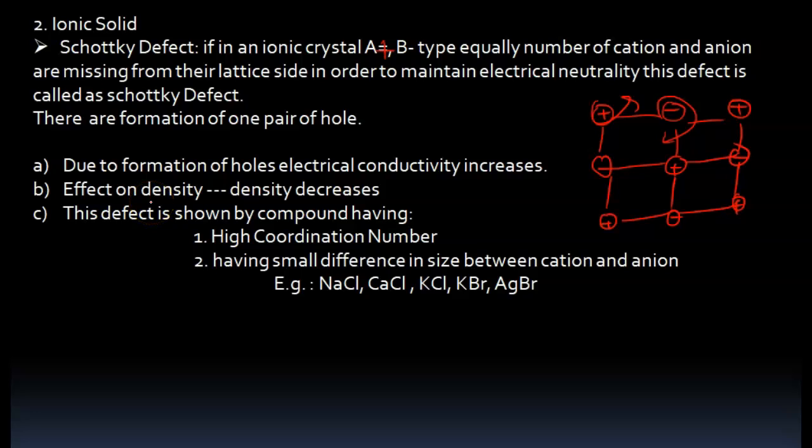The effect on density is that it decreases. This defect is shown by compounds having a high coordination number and a small difference in size between cation and anion. For example, these are some compounds.